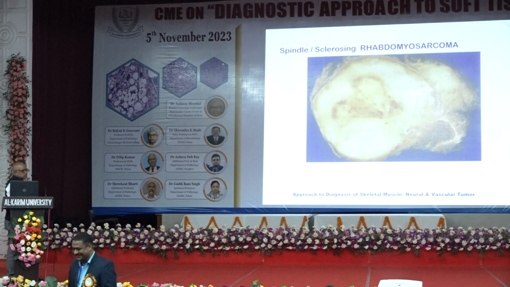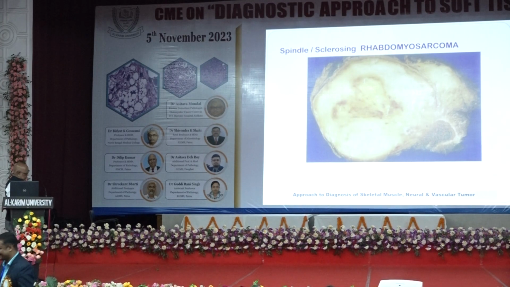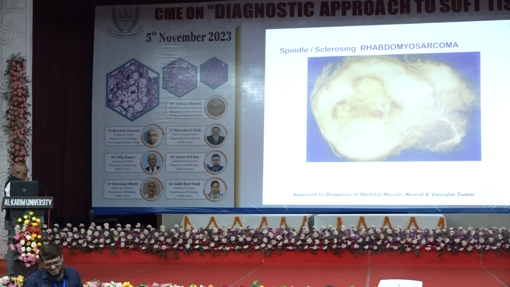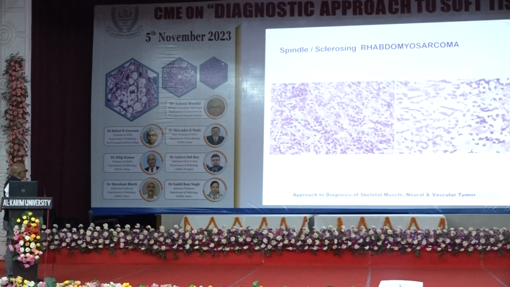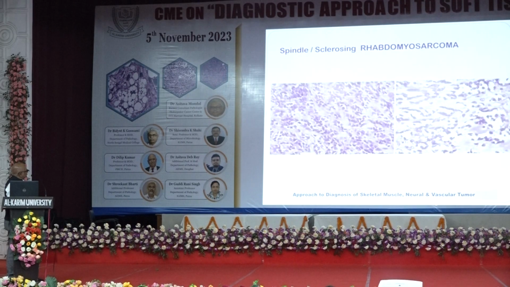See this gross, sclerosing rhabdomyosarcoma, solid, with these capsules. And these are the tumor cells, and see this marked hyalinization of the stroma. Spindeloid cells with marked hyalinization, where you can see the perivascular arrangement.